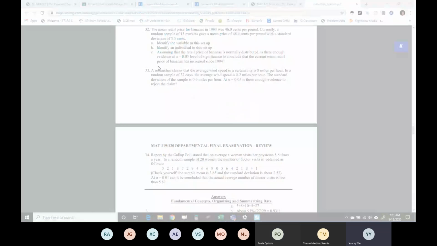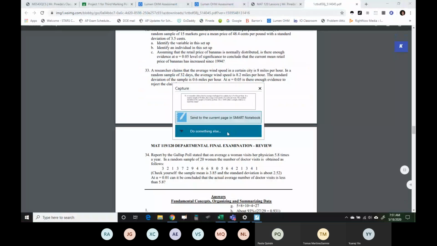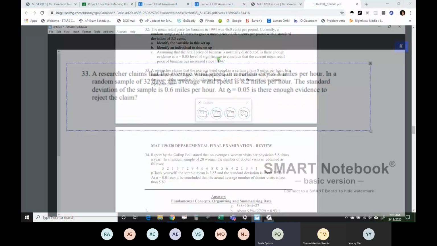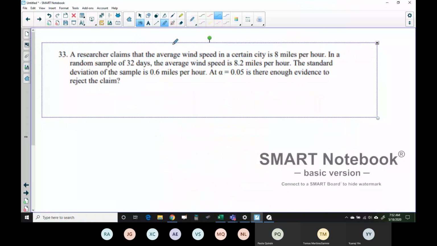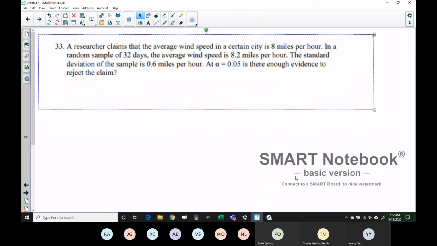into our, and do something else. We need a new page. That's right. There you go. I forgot this system. It's pretty cool too. The only problem is that I don't use it because it has this watermark.